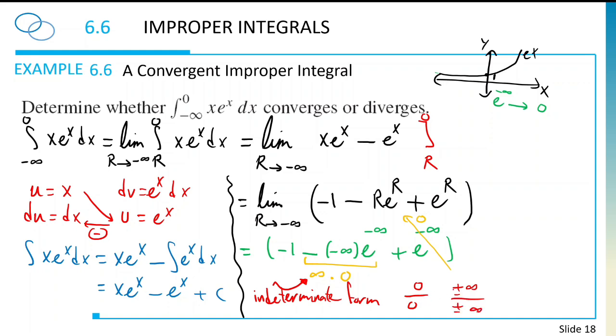I need to create this form to be able to use, remember that famous rule? L'Hopital's rule. I need to use L'Hopital's rule, which says that if you need to find the limit for 0 over 0, infinity over infinity, you need to find the derivative of the numerator divided by the derivative of the denominator. And then you try again the direct substitution. Okay? So now I need to create this form, 0 over 0 or infinity over infinity, from this one.